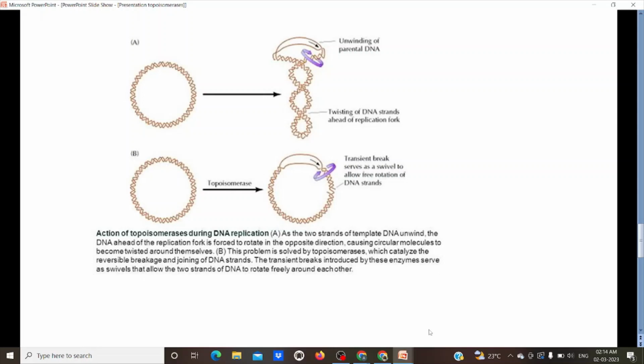By introducing negative supercoilings, it is done by gyrase, which will introduce negative supercoilings by 2 units. It will cleave both strands of DNA, pass the whole other double-stranded DNA through it, and religate it.